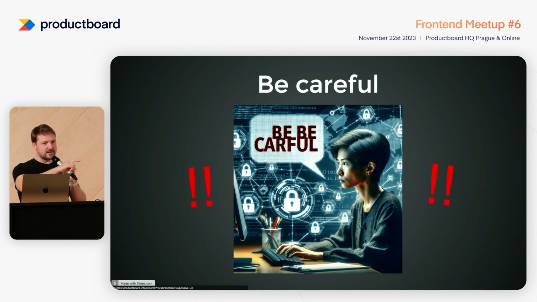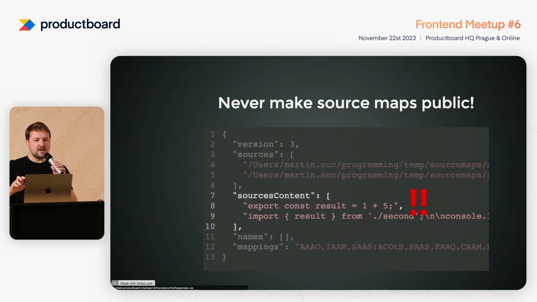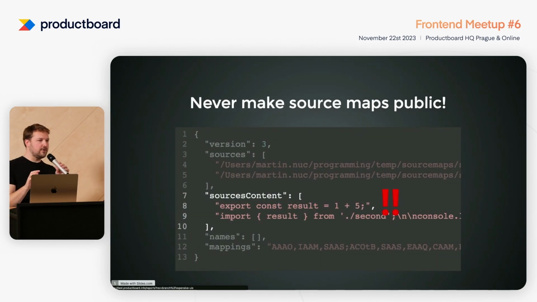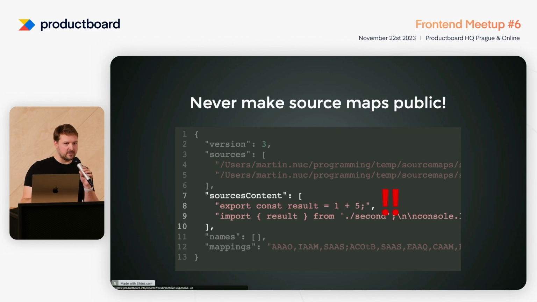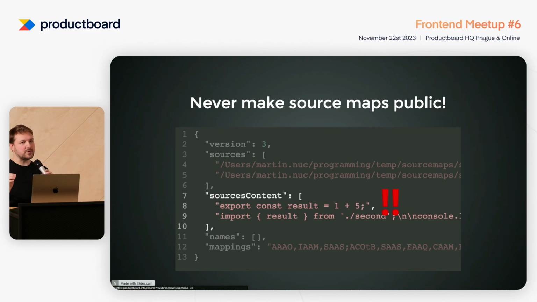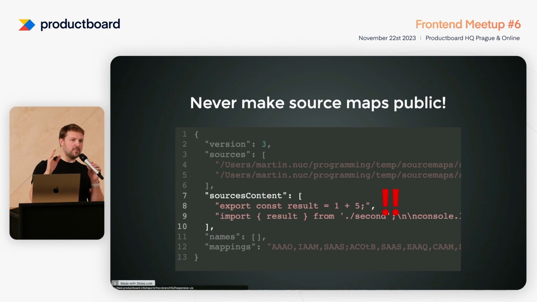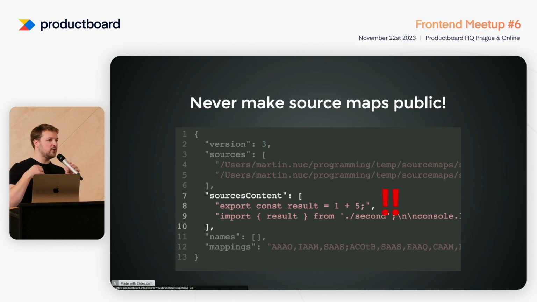Right, there is one important thing I want you to remember, and it's not the fact that ChatGPT cannot generate texts in images. It's that you should never make your source maps public. And why? The reason is simple. We already said that, right? This sources content contains the source code of your application. That means when you make this file public, you're basically making your source code public. That's something you really don't want to do, right?